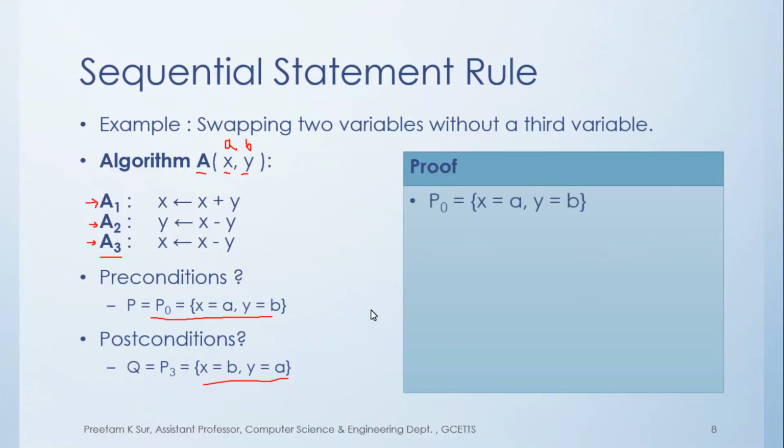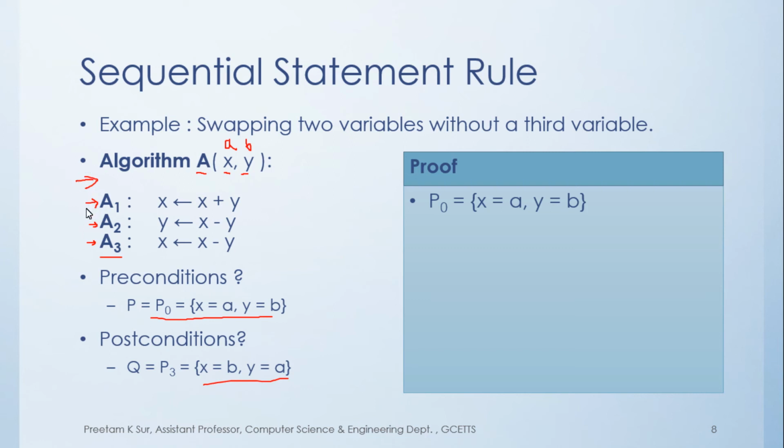Next, what do we have to do? Next, we have to prove that following these instructions one by one from A1 to A2 to A3 will take us from P0 to P3 one by one. Okay, so let us see how this proof is going to be. So initially we have the precondition, which is P0, nothing but x equals a and y equals b, right? Next what happened? So that is over here, before executing any instruction.